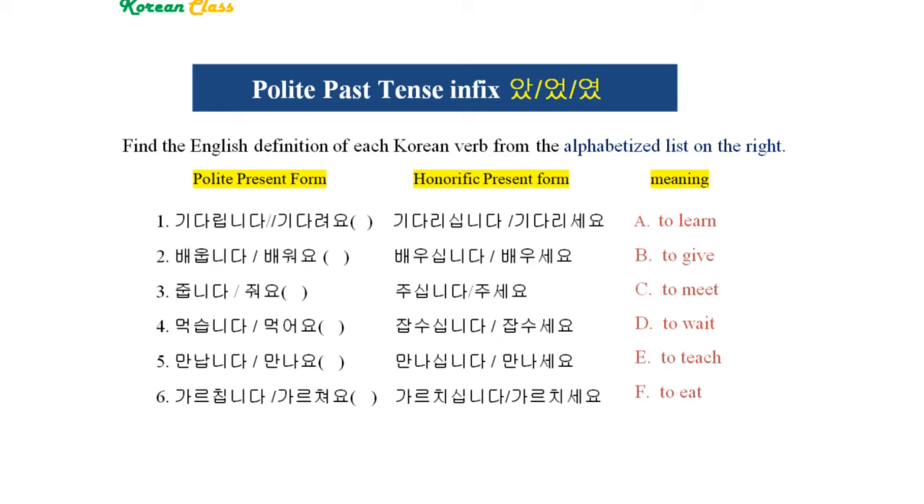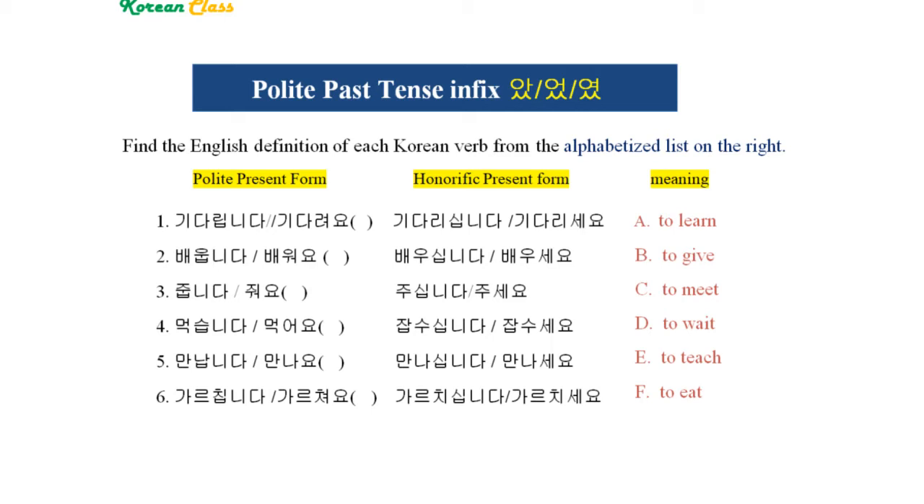Polite present, 기다립니다, 기다려요. Honorific present, 기다리십니다, 기다리세요. So what is the meaning of 기다리다? Yes, to wait. Number 2, 2번, 배웁니다, 배워요. And honorific present, 배우십니다, 배우세요. What does the verb 배우다 mean? Yes, to learn. And number 3, 3번, 줍니다, 줘요. Honorific present, 주십니다, 주세요. Yes, to give.